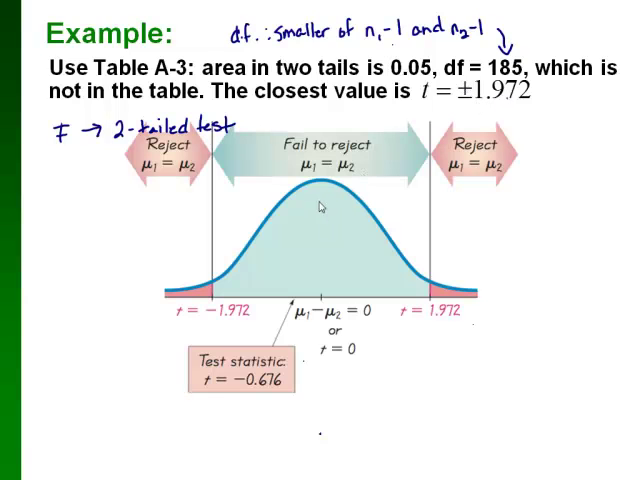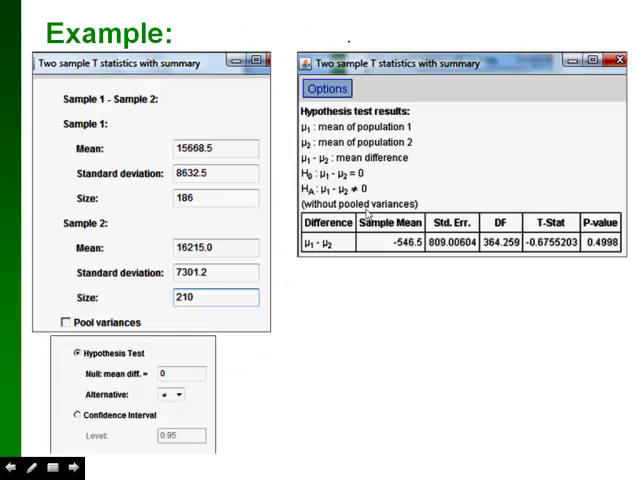So here's what we've got. Here are 2 critical values. And remember, your t-distribution looks very much like the normal distribution. And then if we plot our test statistic, the negative 0.676 would be somewhere in here. Well, it's not in either of the 2 tails, which means it's in the region where our conclusion would be fail to reject. Now let's look at what would happen if we did this problem with StatCrunch.